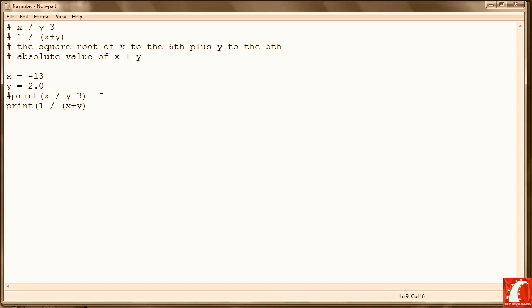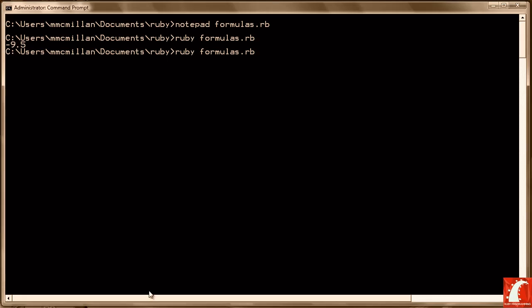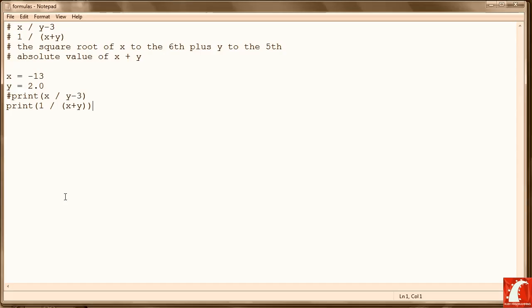Now this time we want the denominator part of the expression evaluated first, so we put it in parentheses. So let's save and then run. A very small number, but the point was just to demonstrate that if we want the lower operation, in this case the addition, to happen before the higher operation, the division, then we use parentheses to force the evaluation.